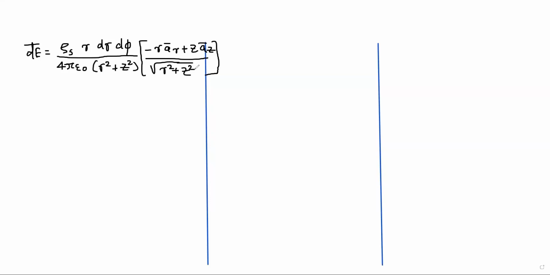Now the explanation that I gave, that is applicable to which quantity, which term? That is r into a bar r. Yes, this is going to be applicable to this minus r a bar r. So because of which it is going to cancel the radial component.